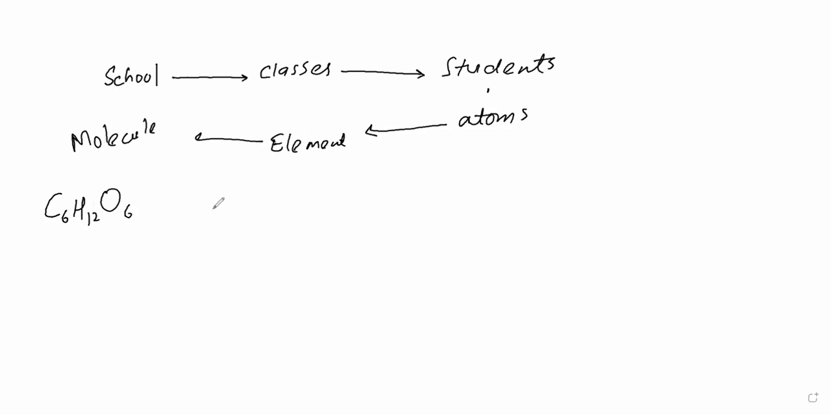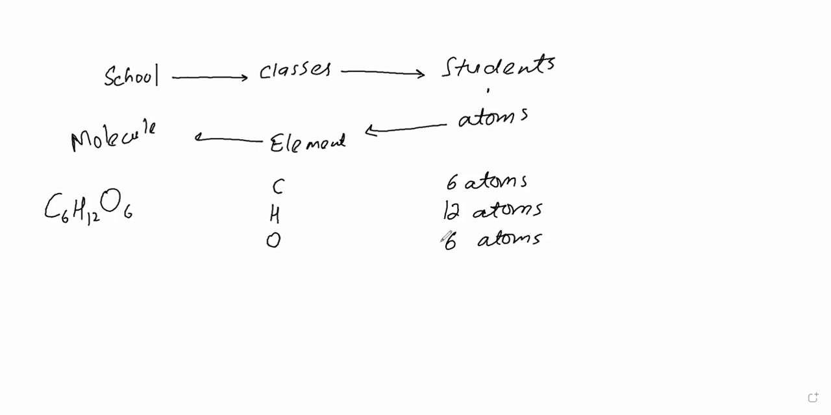Okay, and it has three classes. One is the carbon class, the second is the hydrogen class, and the third one is the oxygen class. And they have the same type of students. It means in the carbon class there are 6 students, you can say the 6 atoms of carbon. In hydrogen there are 12 students, meaning 12 atoms of hydrogen. In oxygen it has 6 students, meaning 6 atoms of oxygen.